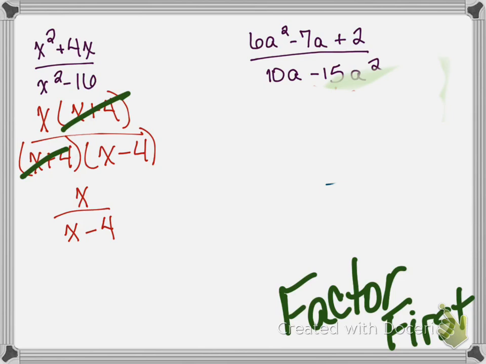Now, 6a squared minus 7a plus 2 is a trinomial that we know how to factor. So I'm going to give you 1 minute to factor that.